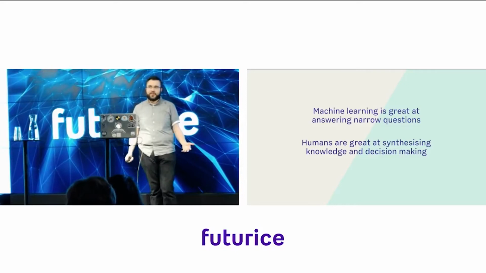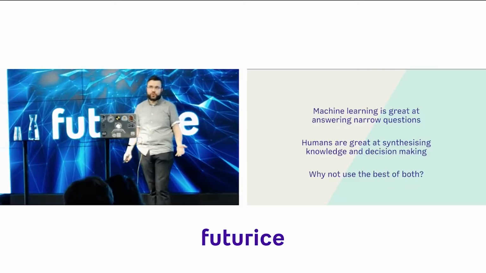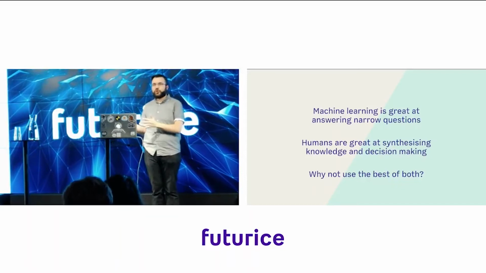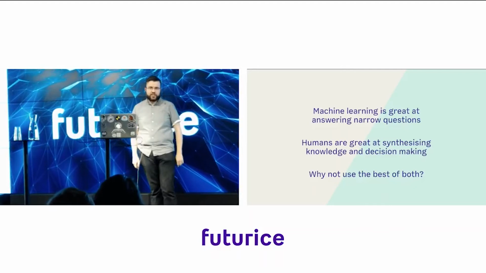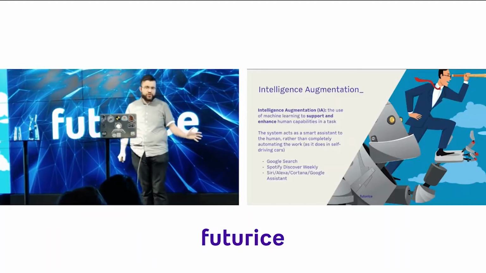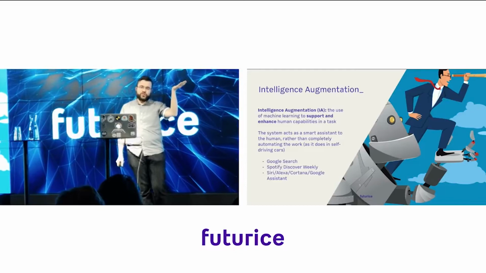The question is, why not just use both? Humans are good at one thing, machines are good at another thing. Why not just build services so that the machine can support the human to be the best that they can at some task? And I think this is the big direction where people are going. I think the technique is broadly called intelligence augmentation. It's this idea that the machine supports the human, holds them up, lifts them up, makes them better at something than they would otherwise be.